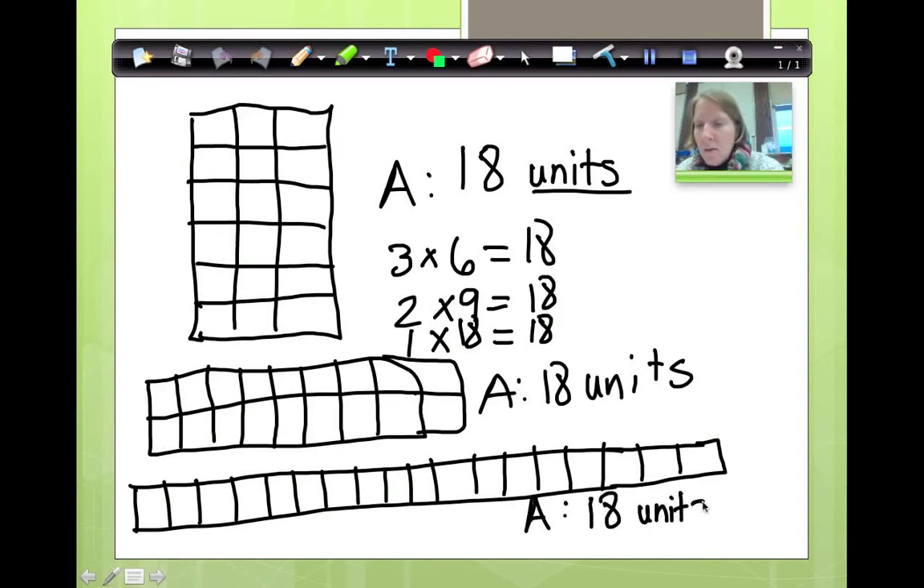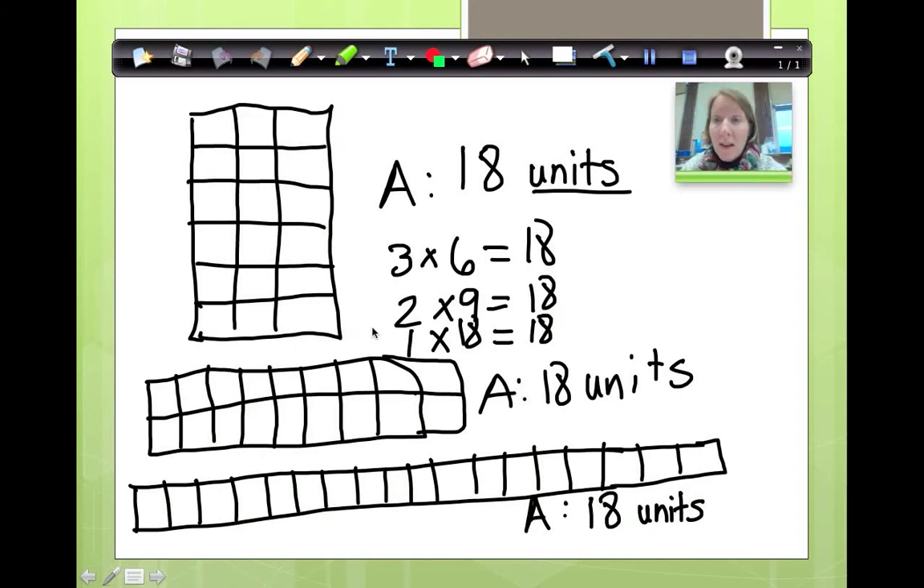Now, what is the same about all of these shapes? Well, they have the same units. They all have squares. What else? They all have exactly the same area. It doesn't matter what the shape looks like. It has the same area. It has the same number of squares.